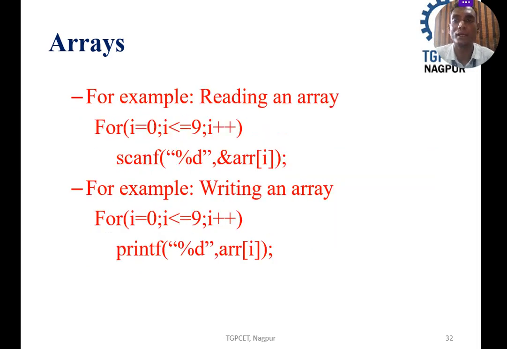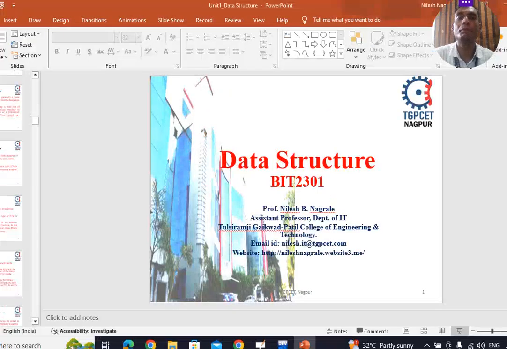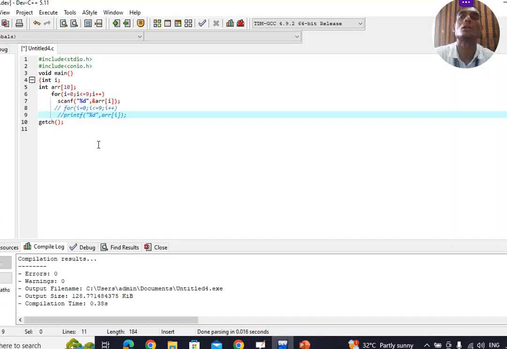Like this, for reading the array, I have used a for loop. It is initialized at i equal to 0, i less than or equal to 9, i plus plus, and to read it, I use the function scanf. If you want to do the same experiment in Dev C, it can be done here. First I have included the header file, and then I have written integer i and integer ARR of 10. I have applied a for loop, and I am using scanf for reading each element in this program.